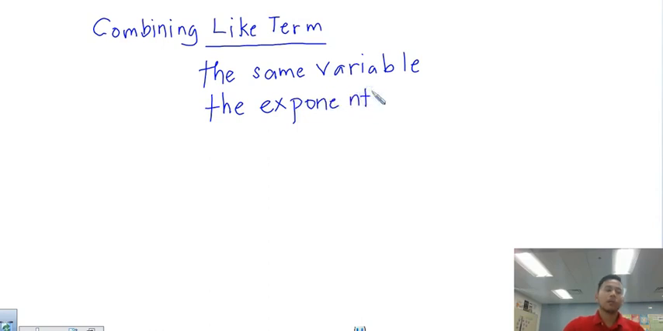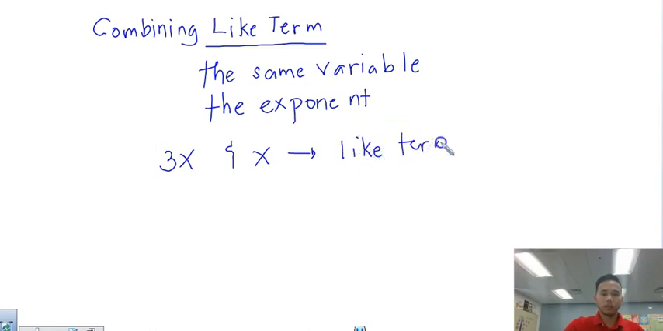Okay, it doesn't matter if they have a different coefficient. It's okay, because that is the easy part. There is just take a look at the variable, and then take a look at the exponent, and then perform the operation that is given to the coefficient. Example, if we have 3x and x, these are like terms.